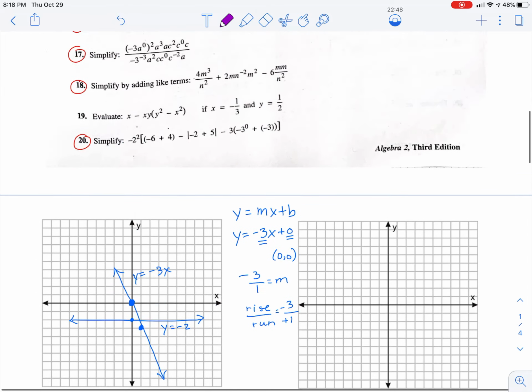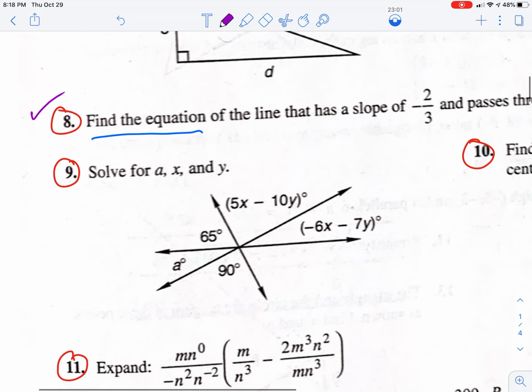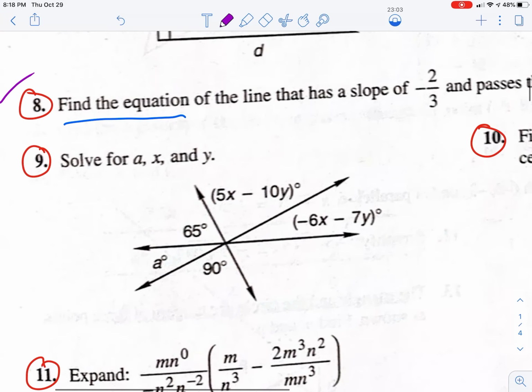All right, let's go back up here and see what's left. We have quite a few yet. Number 9. This was a fun one. I kind of thought that you guys might enjoy this one. Number 9. I'm going to try to work with it right here because I don't have to rewrite it out. All right, so we have to find a, x, and y. So let's look at this thing and see what we can figure out.